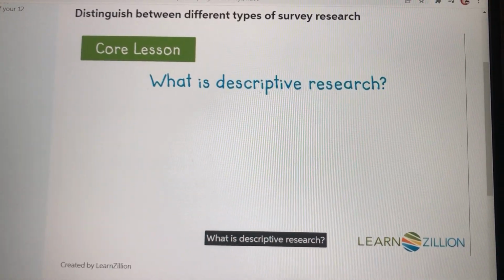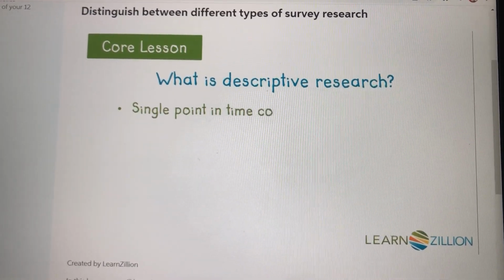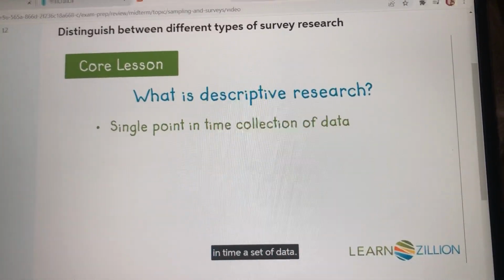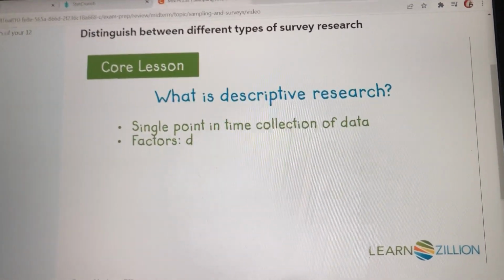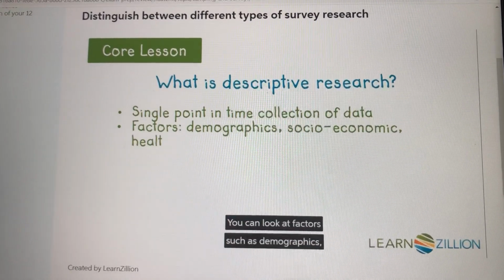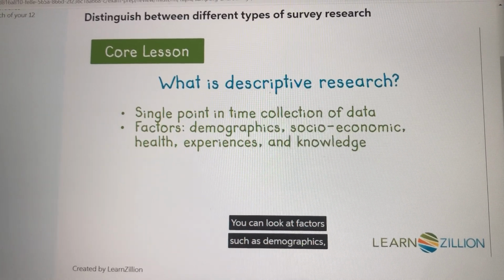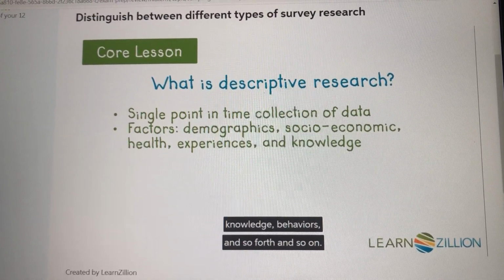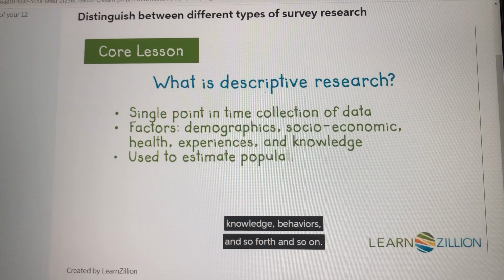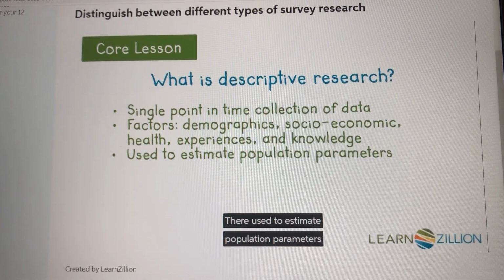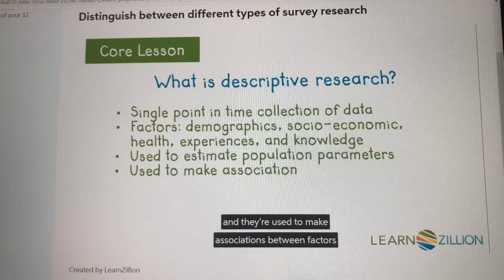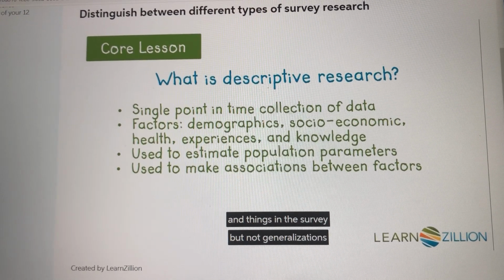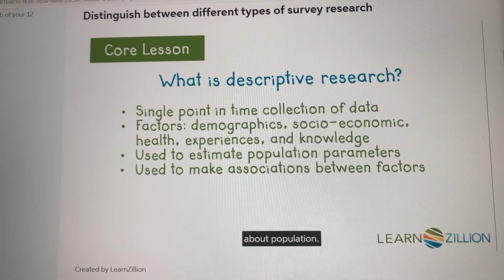What is descriptive research? Descriptive research is about collecting a single point in time set of data. You can look at factors such as demographics, socioeconomic factors, health factors, experiences, knowledge, behaviors, and so forth. They're used to estimate population parameters, and they're used to make associations between factors and things in the survey, but not generalizations about the population.